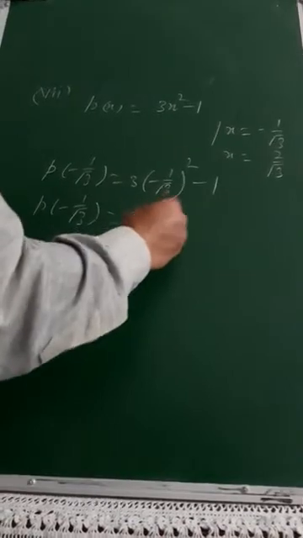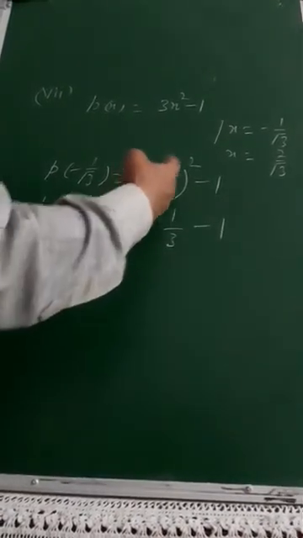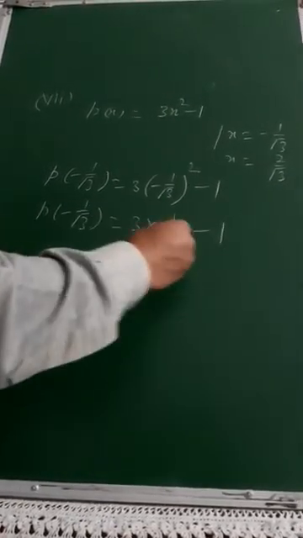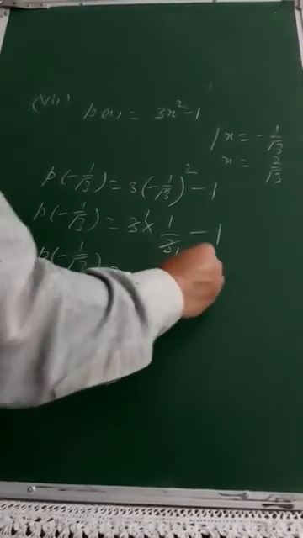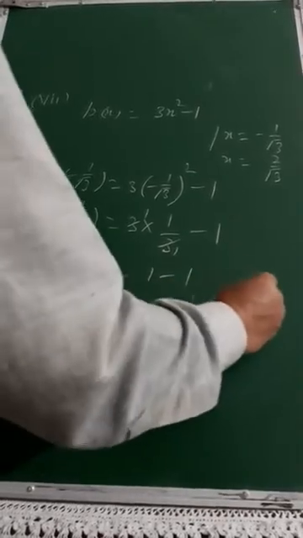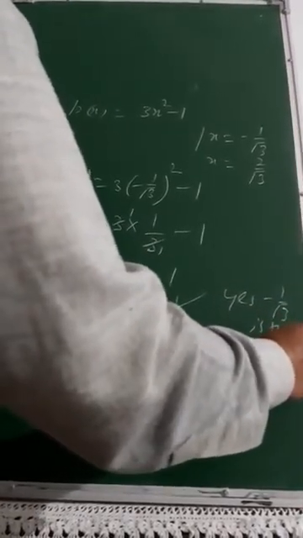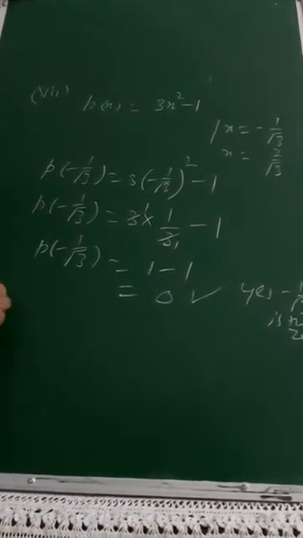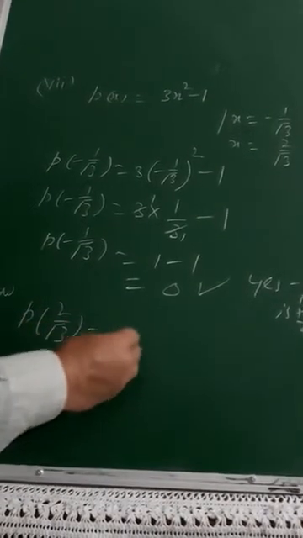So p of minus 1 upon root 3 is equal to 3 into, minus squared is always plus, 1 square is 1, under root 3 square is always 3 minus 1. 3 ones are 3 and 3 ones are 3, so p of minus 1 upon root 3 comes 1 minus 1, which is equal to 0. So the answer is yes, minus 1 upon root 3 is a zero of this polynomial. Second is 2 upon root 3. So now p of 2 upon root 3 is equal to 3.